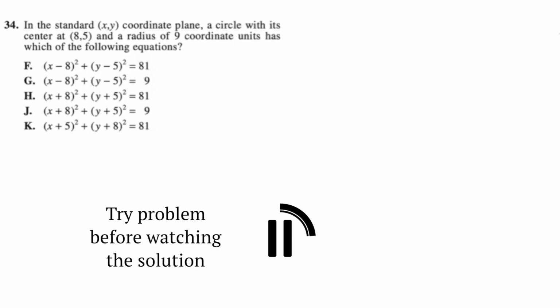Number 34 says, in the standard xy coordinate plane, a circle with its center at (8, 5) and a radius of 9 coordinate units has which of the following equations? Now, the frustrating thing about this problem is it relies on you knowing the equation of a circle. And if you don't know that, there's really not much you can do to figure out the answer to this problem without spending a lot of time on it.